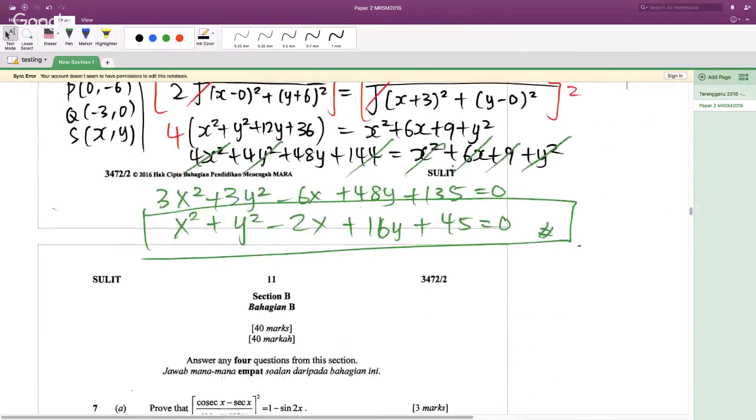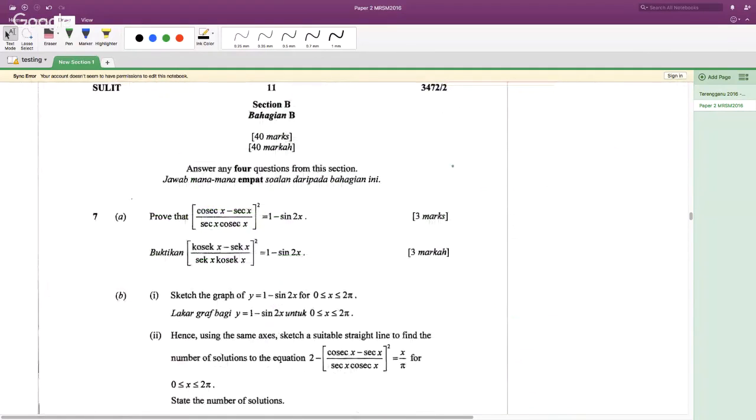Yeah, we go to section B. So let me just break for 1 minute. I drink some water. Yeah, I hope we have some time for section C. What's the time now? Yeah, we still have 1 hour plus. I hope we can finish all of section B here.